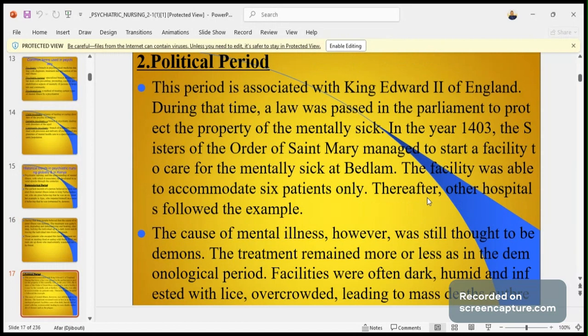Mary managed to start a facility to care for the mentally sick at Bedlam, and the facility was able to accommodate 6 patients only. Thereafter, other hospitals followed the example. So the cause of mental illness, however, was still thought to be demons. The treatment remained more or less as in the demonological period. So the facilities were often dark, humid, and infested with lice, overcrowded, leading to mass death outbreak.